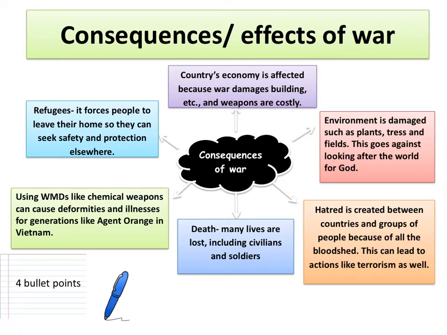Using weapons of mass destruction like chemical weapons can cause deformities and illnesses for generations. In Vietnam, Agent Orange was used as a defoliant and is still causing problems for people living in the areas where it was used today.